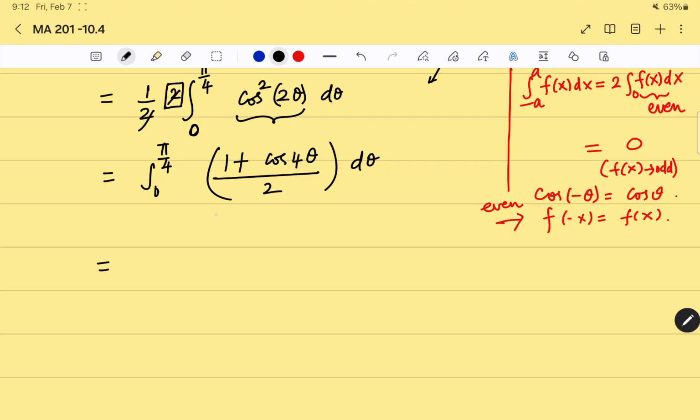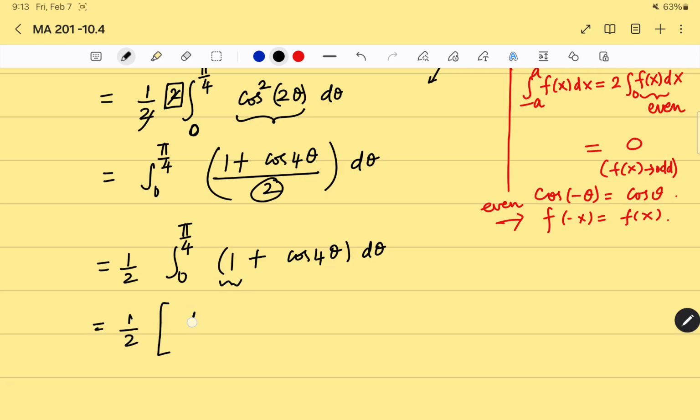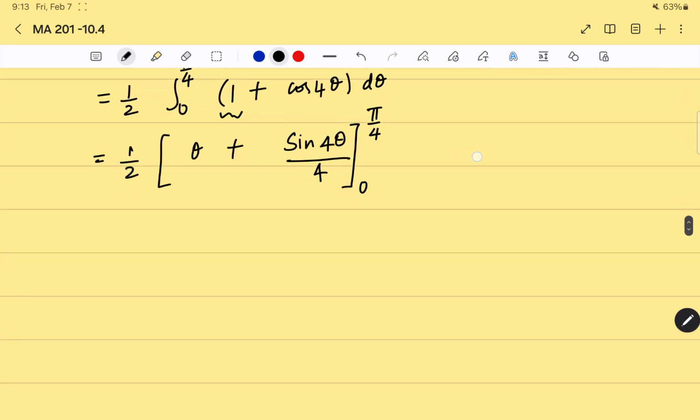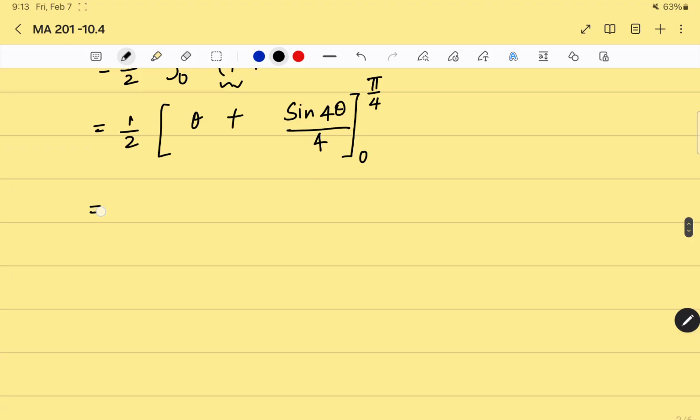So this equals, and this 2 is a constant, let me take it outside, integral 0 to pi by 4, and you will get 1 plus cosine 4 theta into d theta. This equals 1 by 2 bracket open. Now integral of 1 is theta plus, for cosine 4 theta, it is sine 4 theta divided by 4. So limits is 0 to pi by 4. So what we are going to do, we are going to substitute upper limit minus lower limit.